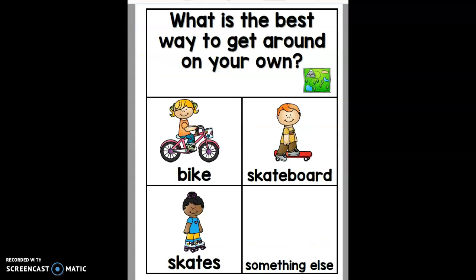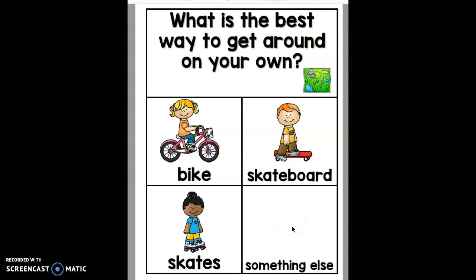All right, here's your choices for today. Your question says, what is the best way to get around on your own? So if you can't go in your parents' car and you want to get somewhere, what would you choose? Would you choose a bike, a skateboard, skates, or something else? If you choose something else, it just has to be a way to get around.